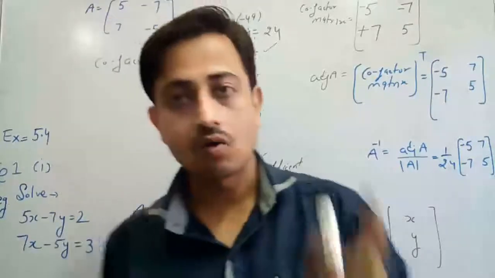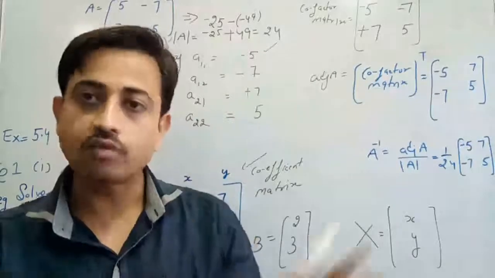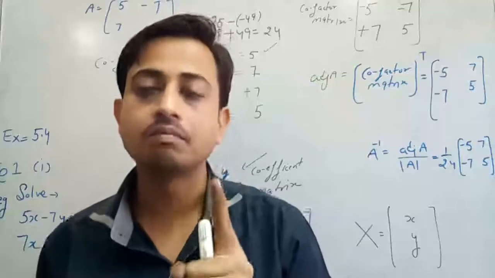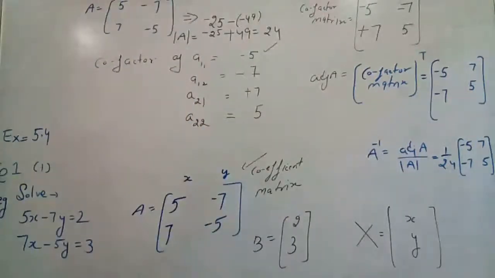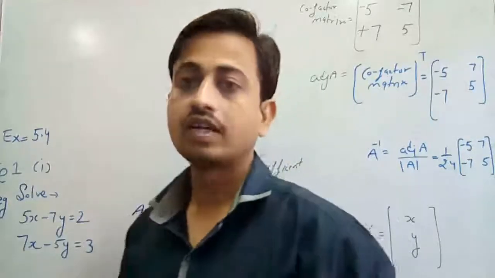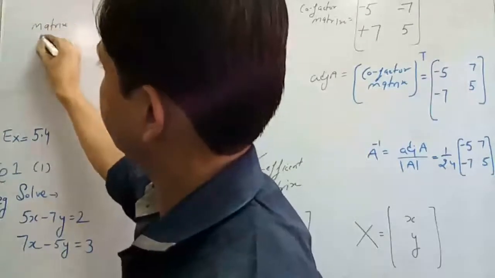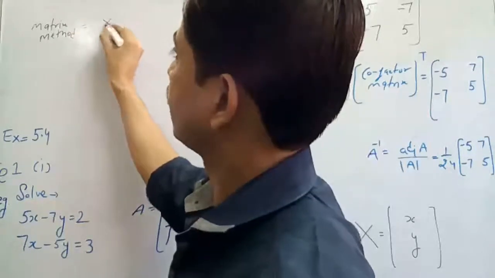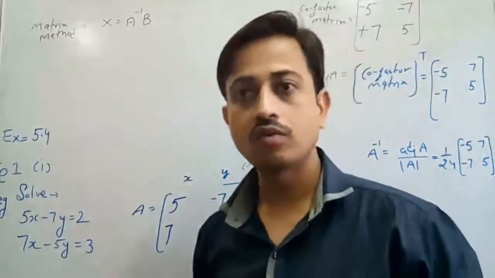Now what we have to do? Now we have A inverse, X and B. So we have to put all in the formula which is called the matrix method. Please make a note first or take a screenshot. Now I am going to solve here. What is the matrix method? What's the formula of the matrix method? X is equal to A inverse B. Now we have to put all the values.